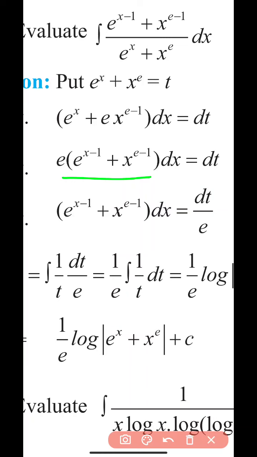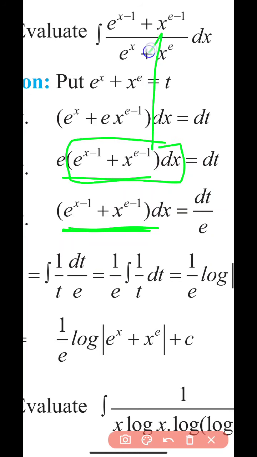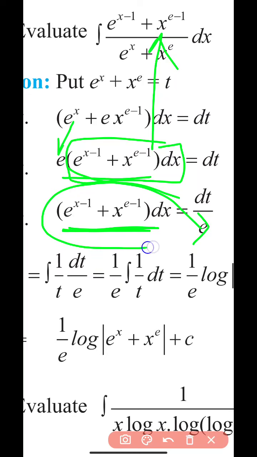So that is what we have. This is the only thing that we have got in the numerator. We don't want this e as well, so that's why they have taken this e on the other side. So we can put dt by e in the place of this whole circle thing, right?